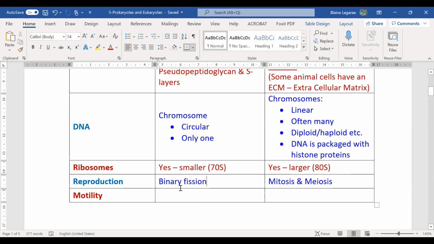All right, and then the last one there, motility. Maybe I'm not going to fill that one out for now. We're going to get to that eventually, but I won't worry about that one for now. I think that's enough. Kind of some of the main differences.